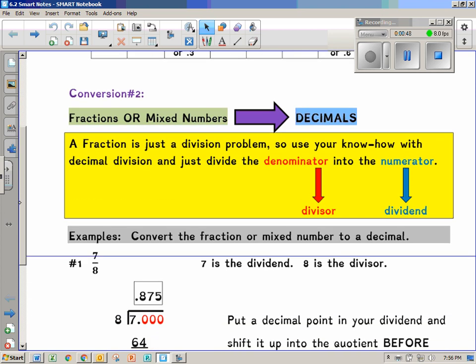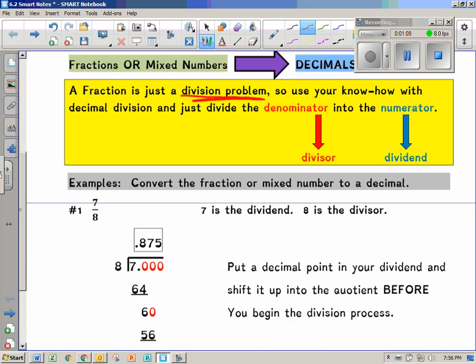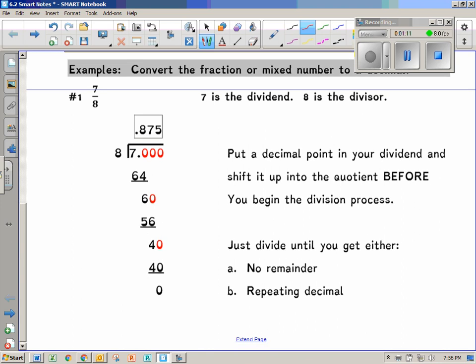But when you're converting fractions or mixed numbers to decimal, you just have to remember that a fraction is really just a division problem. So you're just going to use what you know about decimal division and just divide the denominator into the numerator. And so I've labeled here so you can keep straight which is which. And I've given you a nice example down here with just some of the details written out.